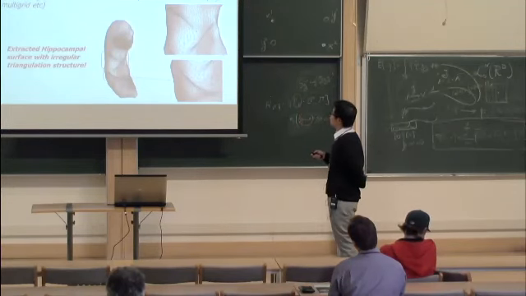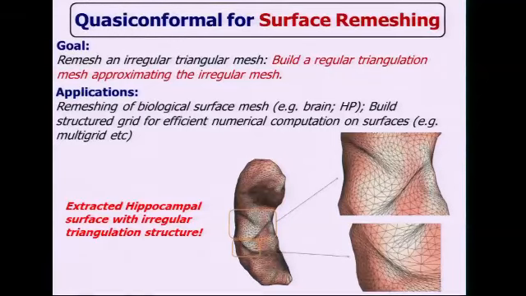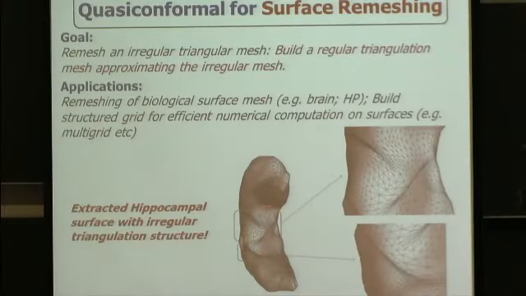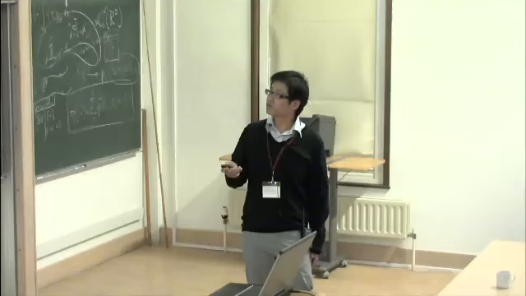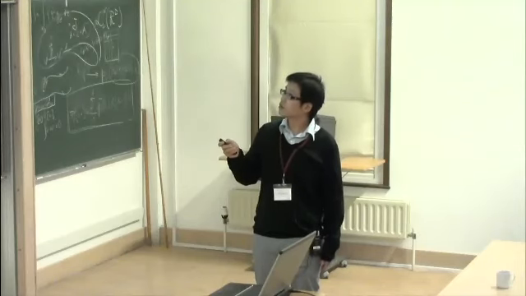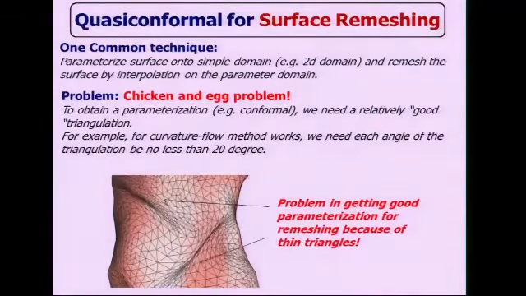So for example, here is one example. We have a hippocampus surface. So this is what we obtain. On high curvature regions, you can see that the angle of the triangle is actually very small. As you also asked the question, when will singularity come? The singularity will come when we encounter this type of situation. So we really want to remesh it.